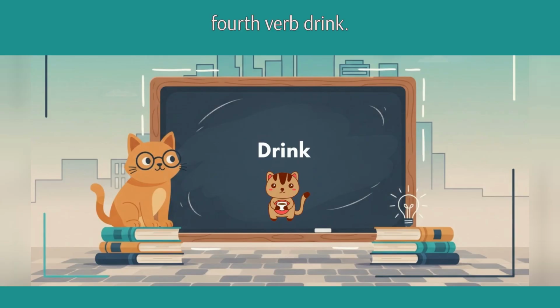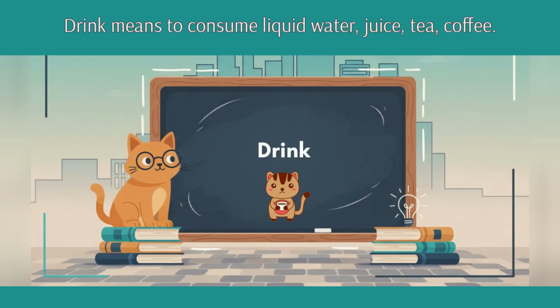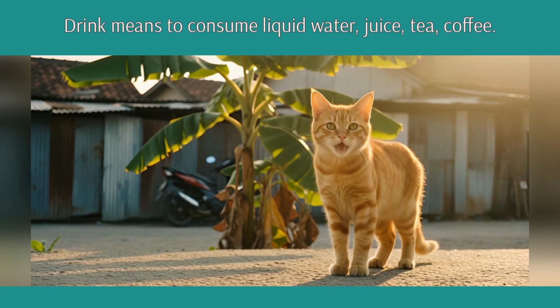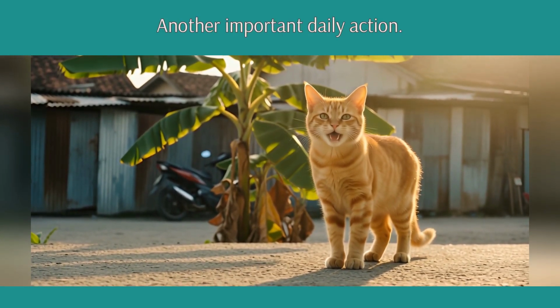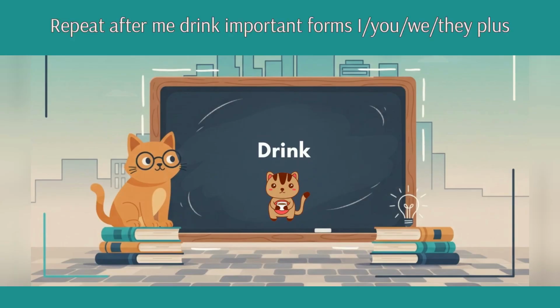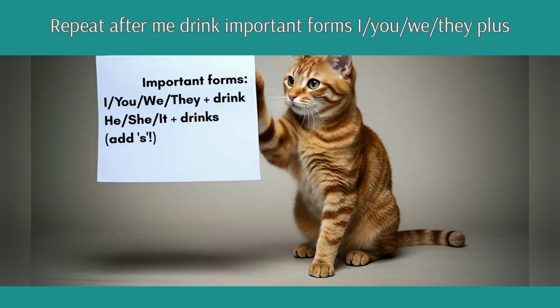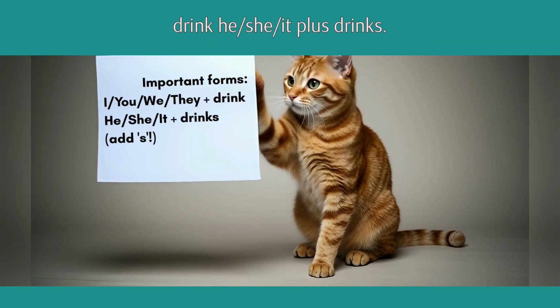Fourth verb, drink. Drink means to consume liquid. Water, juice, tea, coffee. Another important daily action. Repeat after me. Drink. Important forms. I, you, we, they, plus drink. He, she, it, plus drinks.